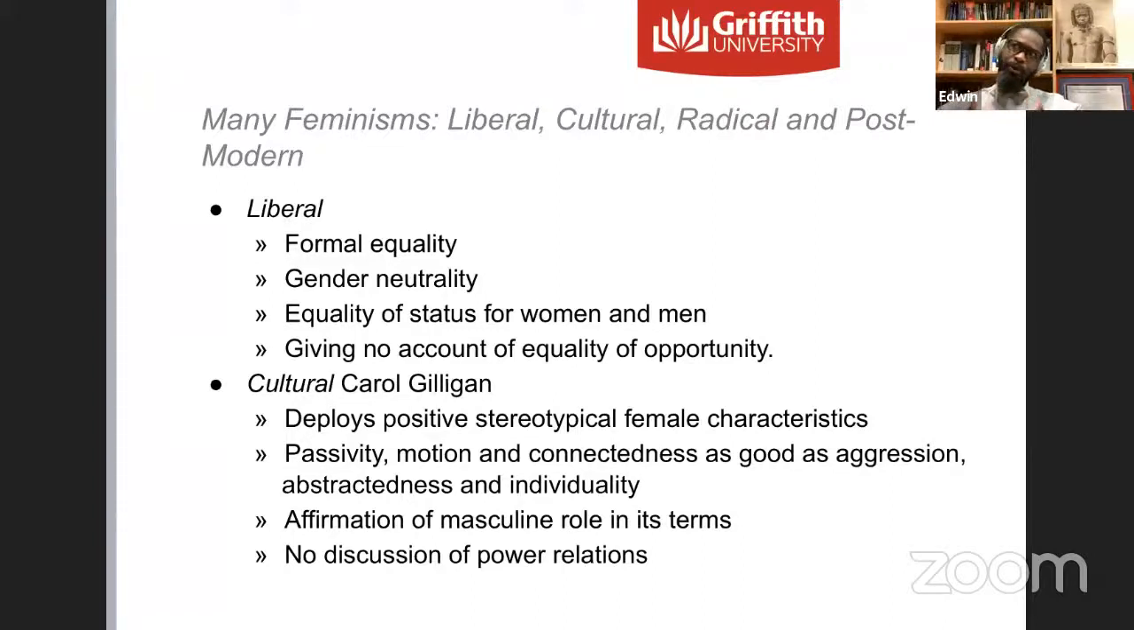But of course, this harmonious presentation of feminist thinking does not address power relations, even if it has room to speak about equality of opportunity. So in a sense, it addresses some of the weaknesses of liberal feminism, but exposes some weaknesses of itself.